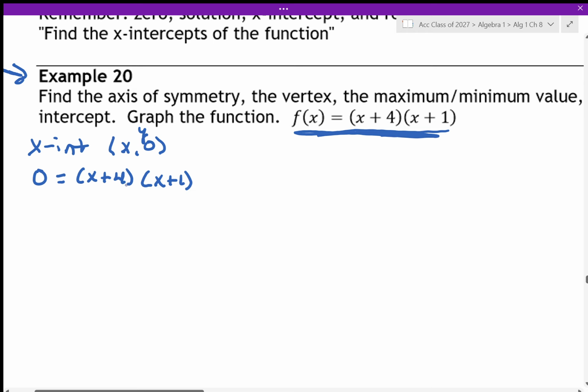Now we can use what is called the zero product property to take this and break it up and set them equal to 0. This is because 0 equals two things multiplied together. And if you have two numbers that are multiplied together and they equal 0, then one of them or both of them has to be 0. So I can say x plus 4 equals 0 or x plus 1 equals 0. And then this, whenever I solve, gives me x equals negative 4 and x equals negative 1. These are my x-intercepts.